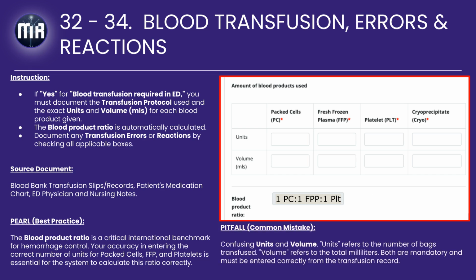The most common and critical pitfall to avoid is confusing units and volume. Units refers to the number of bags transfused, for example 5 units of packed cells. Volume refers to the total milliliters contained in those bags. Both fields are mandatory for each product, and both must be entered correctly from the official transfusion record to ensure our data is accurate and complete.